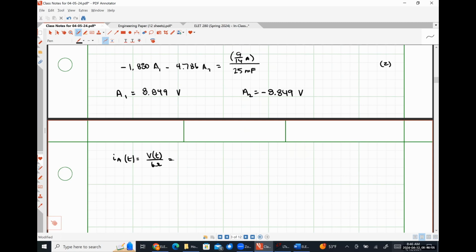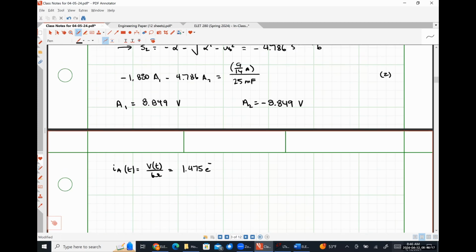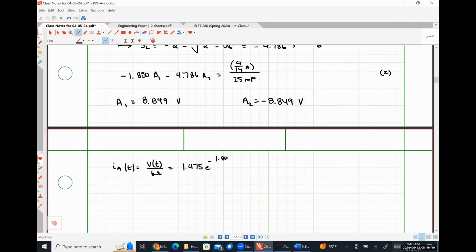So since IA is just V of t divided by 6 ohms, that's going to give us, let me clear that, X over 6: 1.475 e to the negative 1.880 t minus 1.475 e to the negative 4.786 t amps.